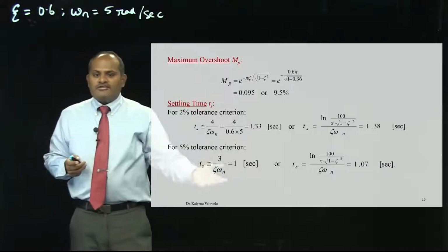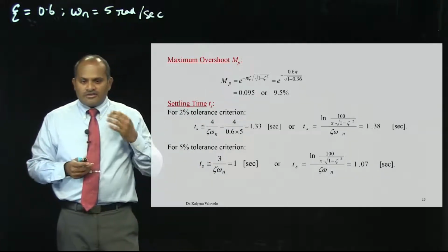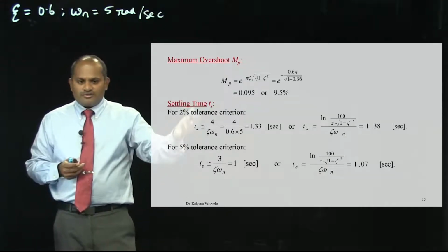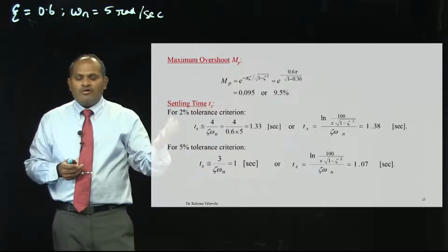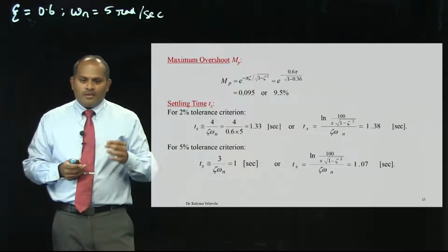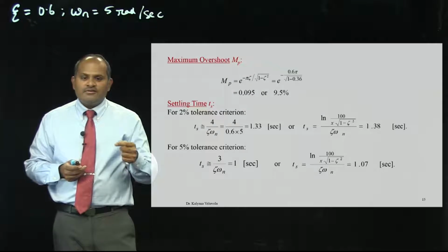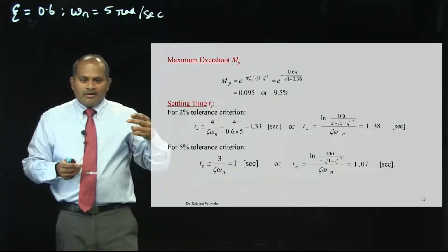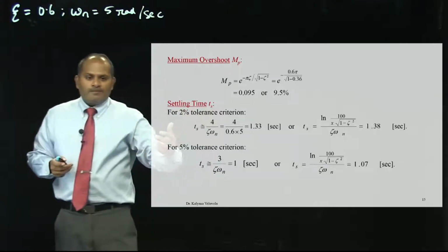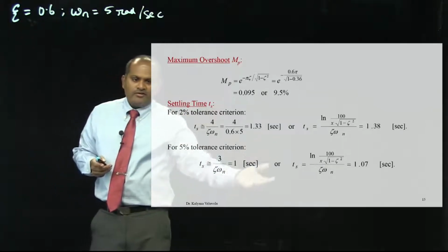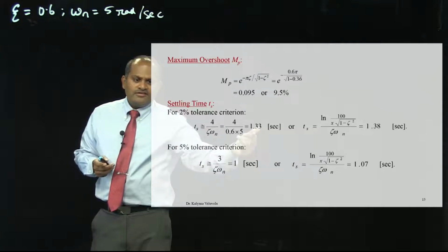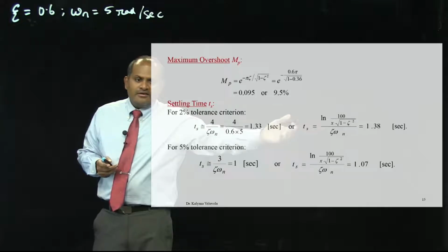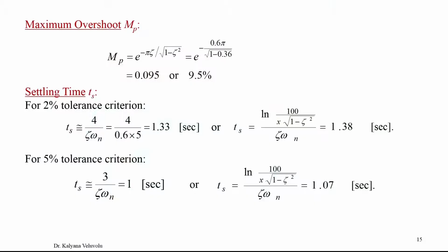Similarly, I can also find the settling time. For settling time, I can use either the 2% criterion or the 5% tolerance criterion. So, you can use both the expressions. When you solve the problem, refer to the problem, which specifies whether you require a 2% or a 5% criterion. Take the criterion which is required and then identify the settling time. So, the settling time here is 1.33 seconds, or if you use the general expression you get 1.38.